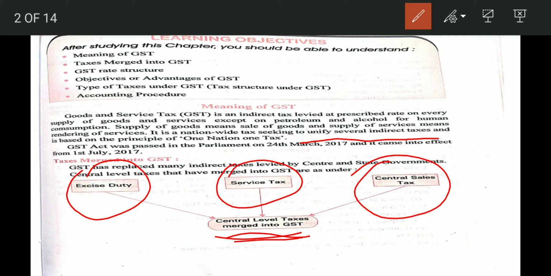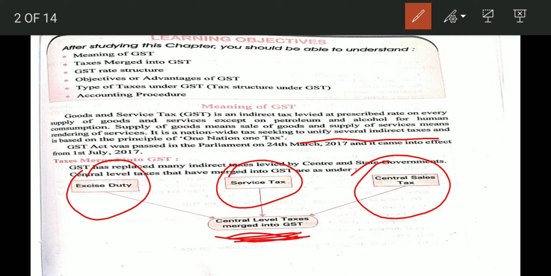So this has been unified and made into one tax as GST, and this is based on the principle of one nation, one tax. Now this GST Act was passed in Parliament on 24th March 2017 and it came into effect from 1st July 2017. So simply we can say that GST has removed several indirect taxes and made them one tax, merged or joined as one tax system, which is called GST.